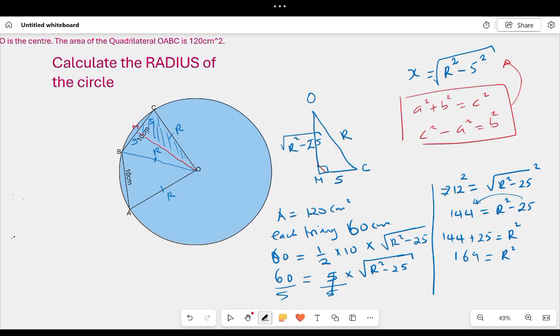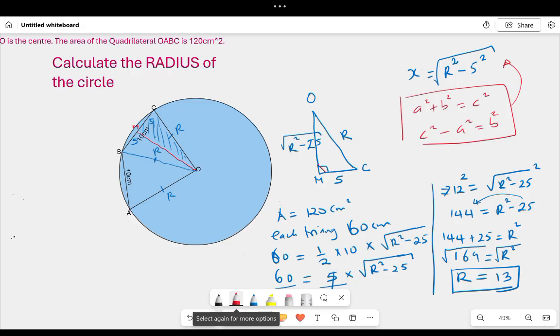So we look for the square root on both sides. So r, which is the radius, is going to be the square root of 169, which is equal to 13. Okay, so the square root of 169 is 13, and r in this case is the radius. Therefore the radius for this circle is actually equal to 13.